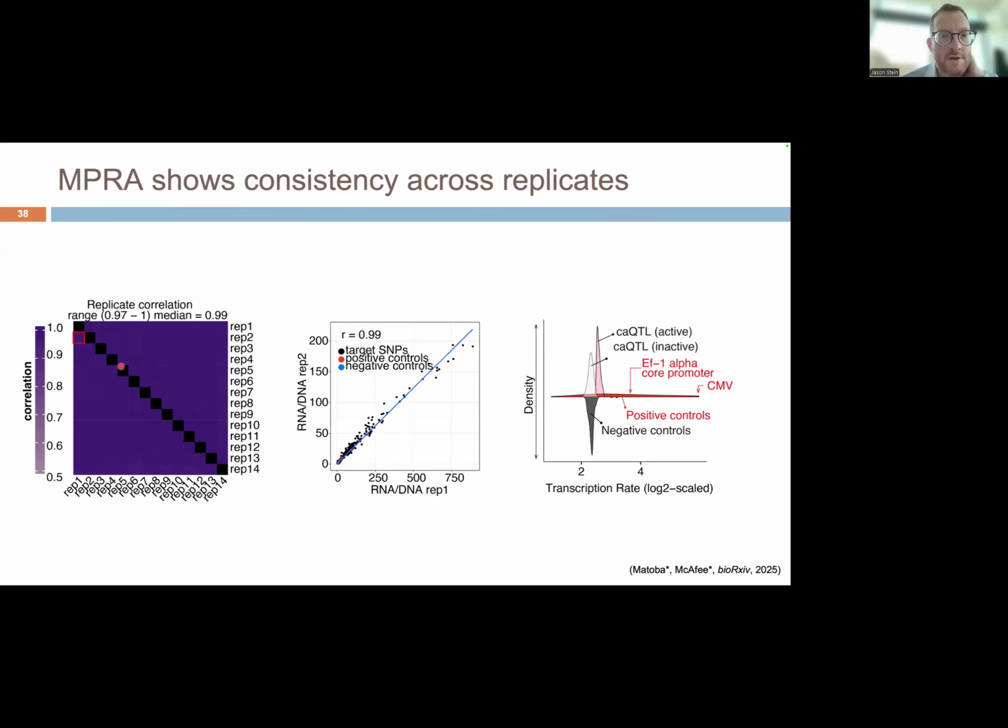So first, we wanted to show if MPRA has consistency across replicates. We had 14 different replicates. They were all from the same donor, but different replicates, meaning different wells, in this case, of the donor. The replicate correlations were very high. So you can see an example replicate correlation here. And we found that these individual positive controls, like EF1 alpha promoter or CMV promoter, had really high transcriptional rate, meaning high barcode count, well above negative controls. And our caQTLs sometimes had active elements and sometimes did not.